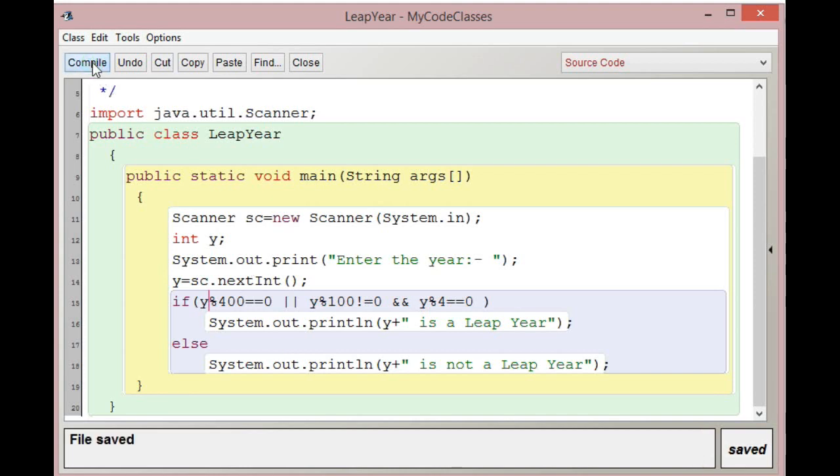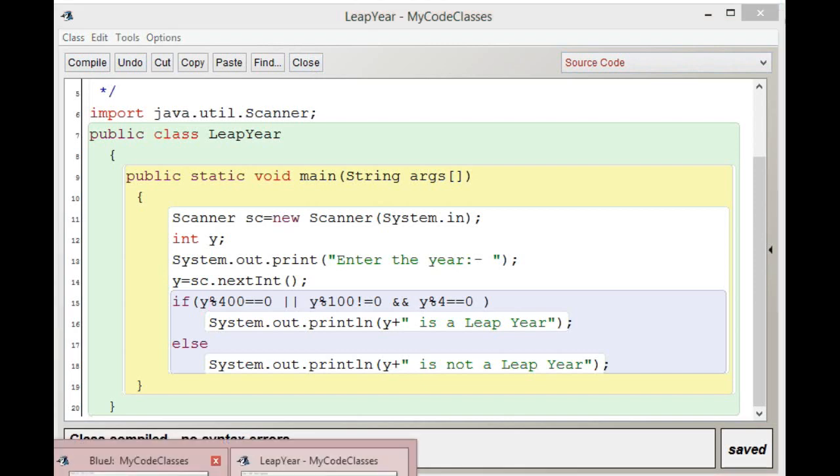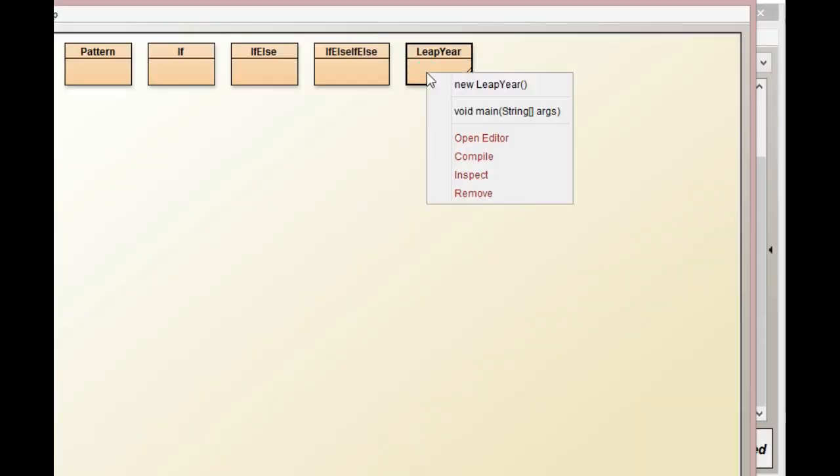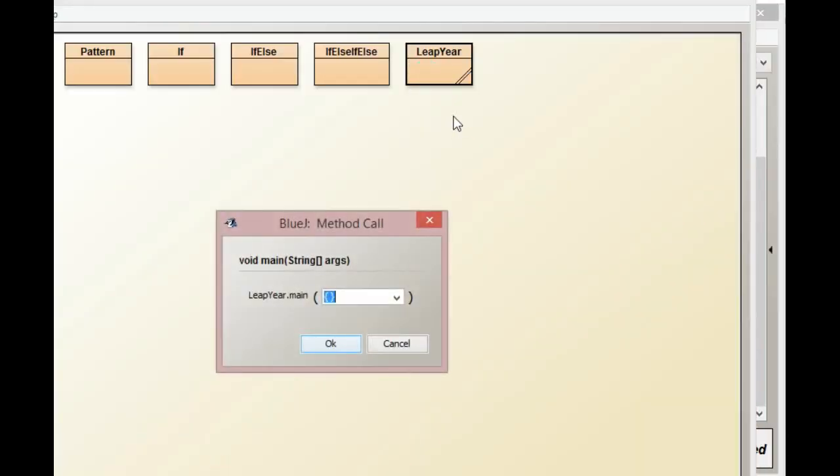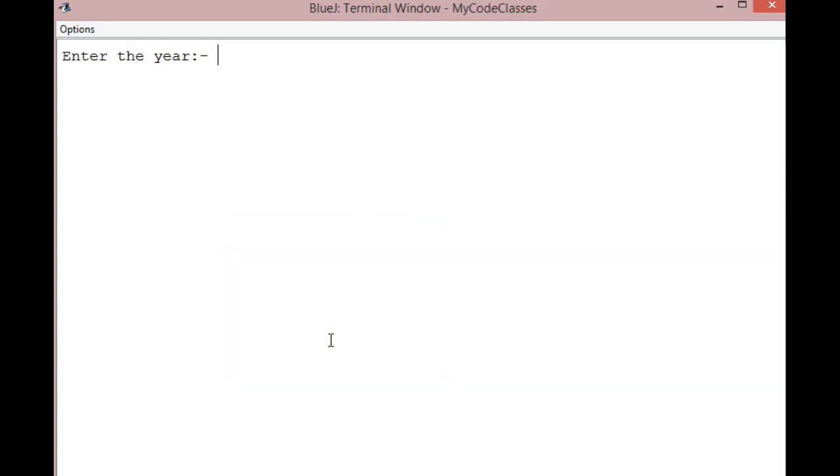So this is my complete program. Let me try whether this runs or not. So it is showing no syntax error. So I'm going to check it. So for checking, I will go here. I will run it. So first I'm going to check it with year 2020. Now it is going to be a leap year.